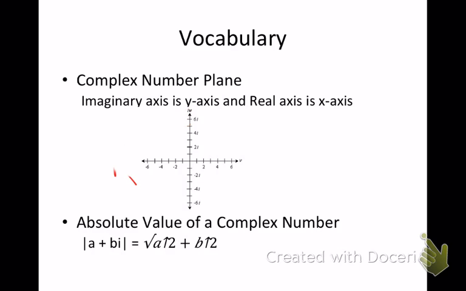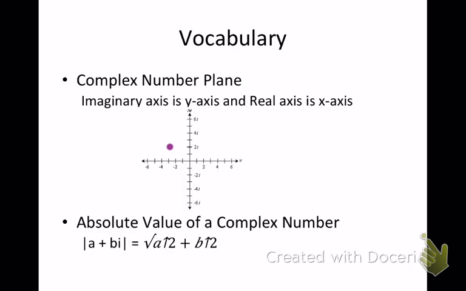For example, if I'm going to graph the coordinate negative 3 plus 2i, which is what that poster says, that means I'm going negative 3 in the real direction and then a positive 2 in the imaginary direction. That means my coordinate is right there, negative 3, 2. So negative 3 plus 2i is like thinking of the coordinate negative 3, comma 2.